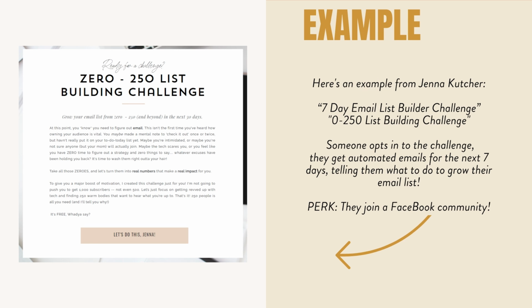Here's an example from Jenna Kutcher. It's her 0 to 250 email list building challenge, where she teaches you how to grow your email list from 0 to 250 people in 30 days. Basically, with challenges somebody will opt into the challenge and they'll start receiving automated emails from you for the next however many days you set your challenge for. All of these emails are pre-written and pre-scheduled to auto send within the time of the challenge. And I do know that some people who run challenges do offer perks where you can join a community as people join their challenge.